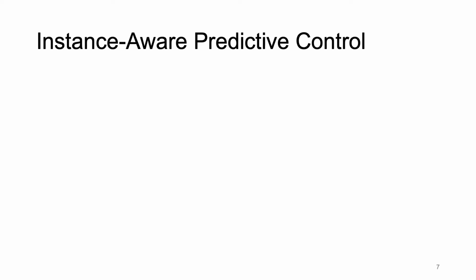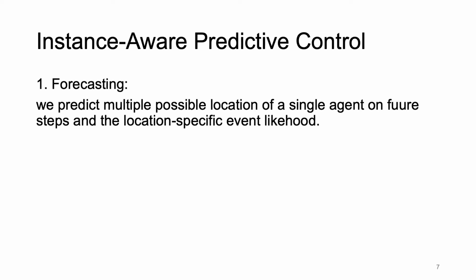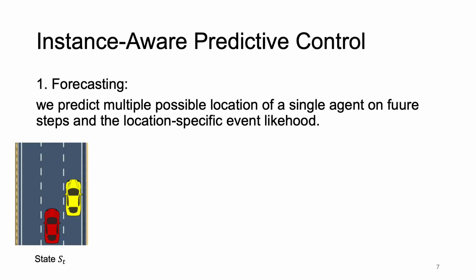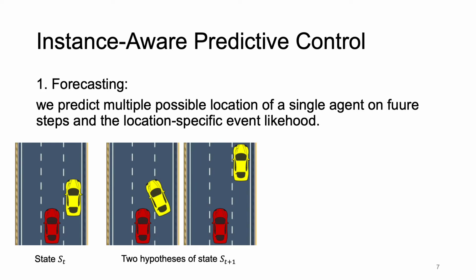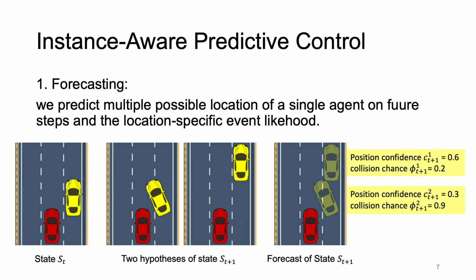After introducing the high-level key ideas, now we dive into the method design. The proposed instance-aware predictive control has two stages: forecasting and planning. In forecasting, the model forecasts future status based on sampled ego vehicle actions and witnessed action patterns of other agents. Having witnessed the two hypotheses of the next step, the model could have a sense of multiple future hypotheses. Then, the model forecasts multiple possible future agent locations in a single route, together with the likelihoods of agent-relevant events, such as the collision chance between the ego vehicle and that agent at the corresponding predicted position.